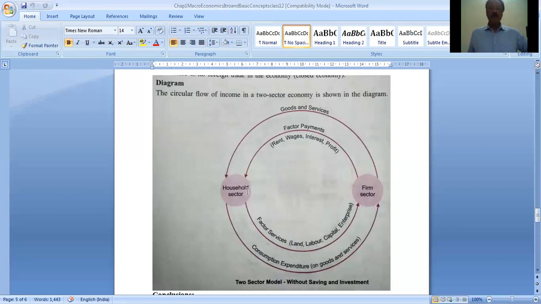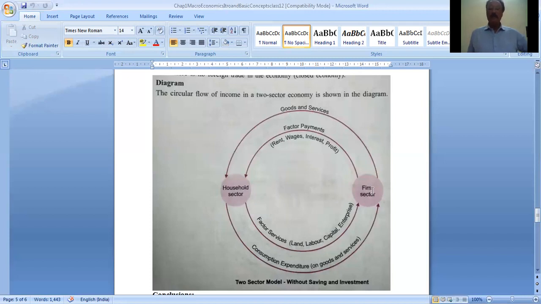The household sector, I'm repeating again, they are providing factor services. What are those factor services? Land, labor, capital, enterprise. They provide these factor services to the firm sector. Okay. This is the first part here, first part of the circle.